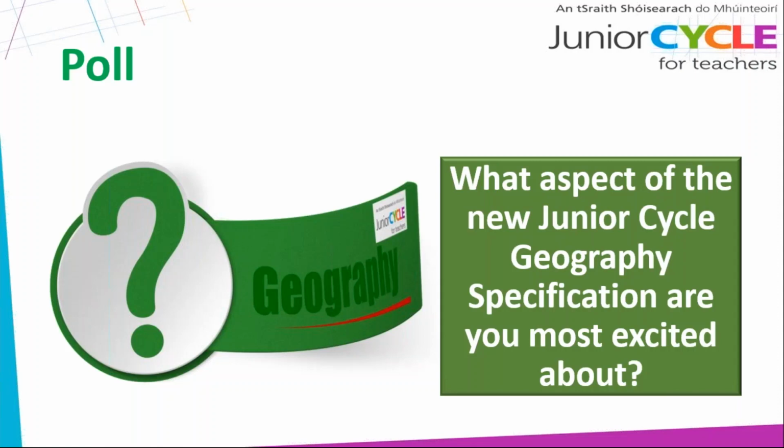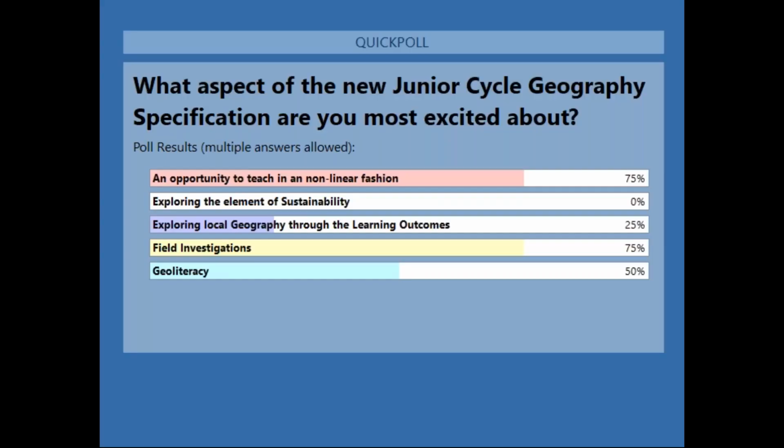Now that you've had an opportunity to answer that question, let us look at the results of the poll. The question we asked was, what aspect of the new junior cycle geography specification are you most excited about? And from the results, you can see that an opportunity to teach in a non-linear fashion is coming in along with field investigations as the top responses. People are also excited about the opportunity of using geoliteracy.